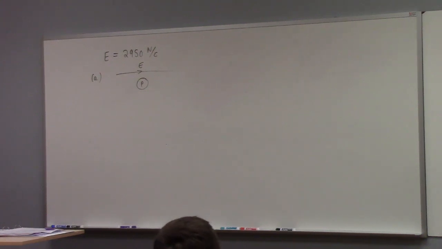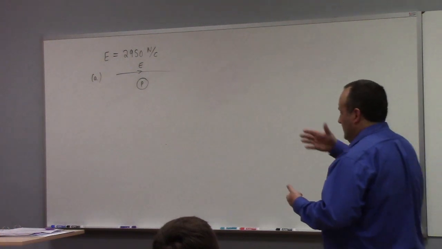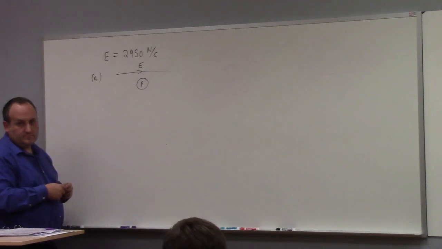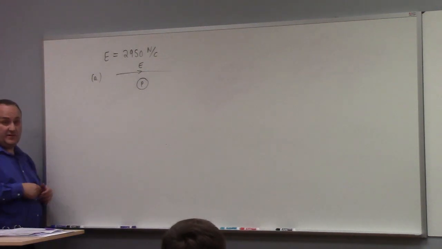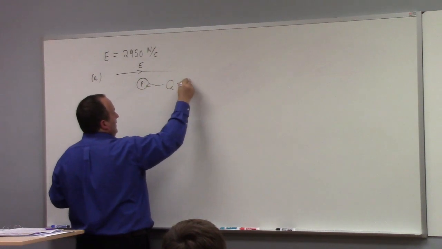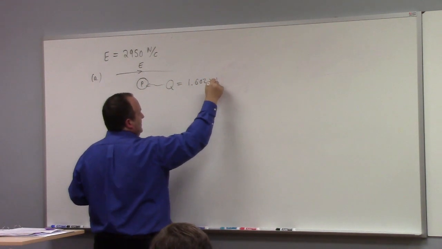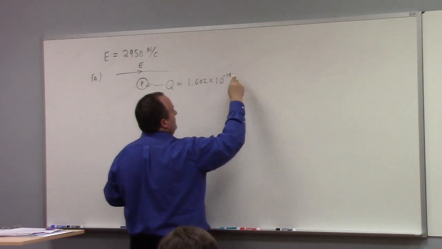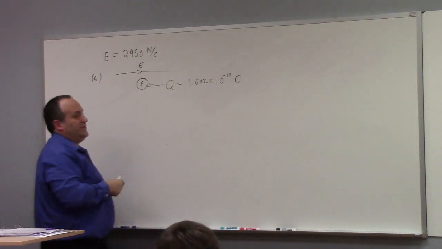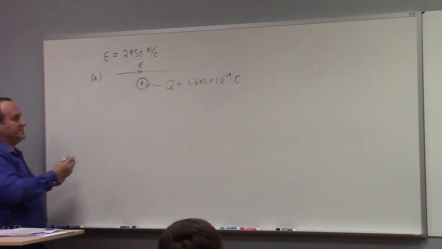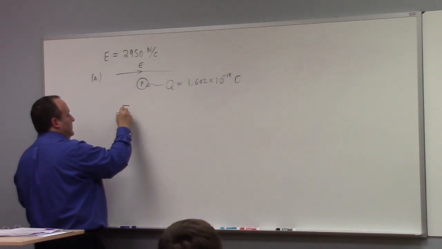All right. If that's the electric field, and that's a proton, what's the charge on the proton? Positive. It's positive, right? What's the magnitude of the charge? 1.602 times 10 to the minus 19th coulombs. Very good. The .02 doesn't really matter. I just remember that for some reason that I don't even know why. So what's the force? Where is the force?